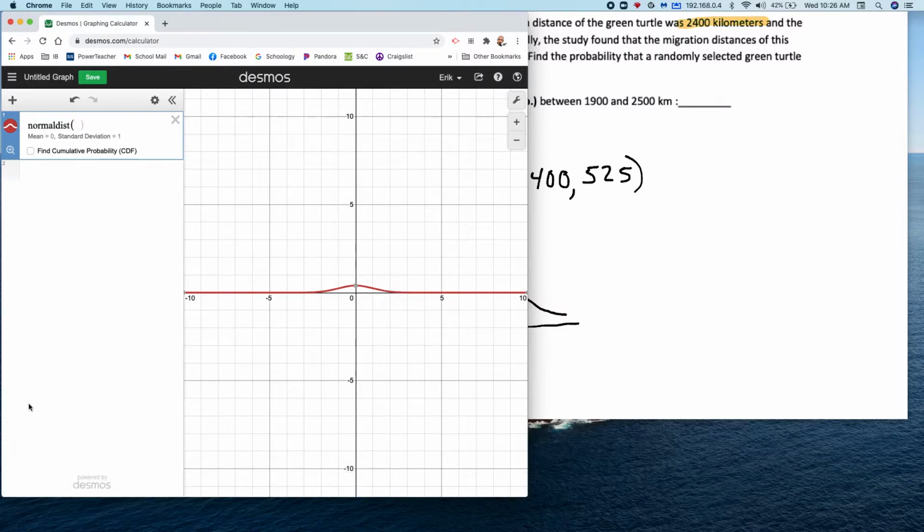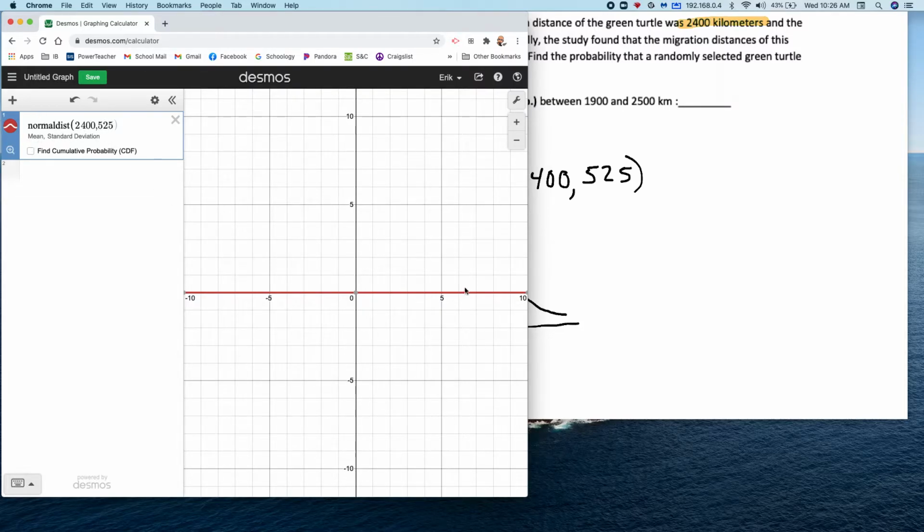I'm going to hide the keypad and I'm just going to type it using my keyboard. I know that my mean is 2400. That's the first thing that I have to type in. I know that my standard deviation is 525, and it even tells you what you need to put in there.